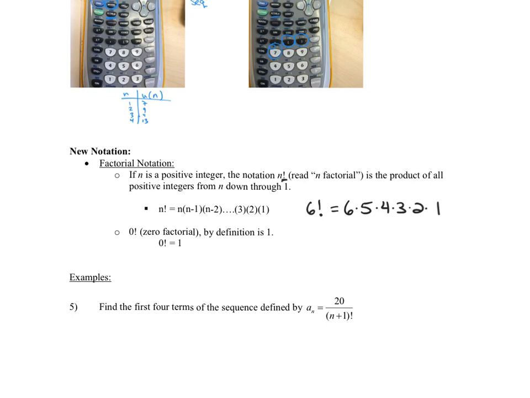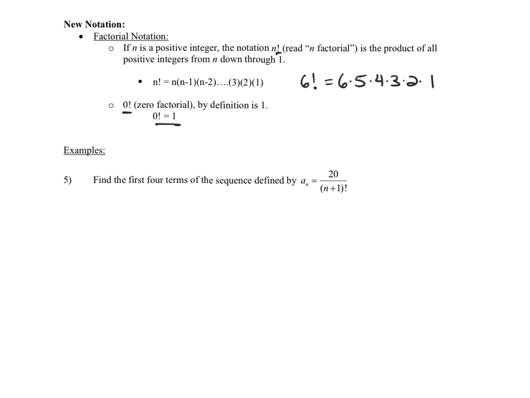And then we just need to know this one rule, that 0 factorial is 1. And now we can do some examples with the factorial notation. In our first example, we want to find the first 4 terms of the sequence that's defined by that. Yay, we have an explicit definition, so we can just plug in our term number.